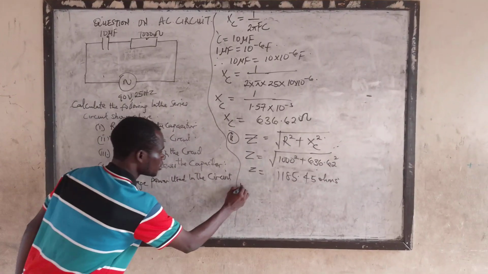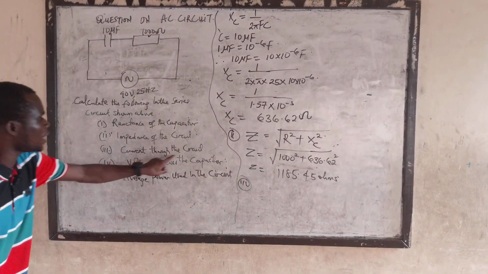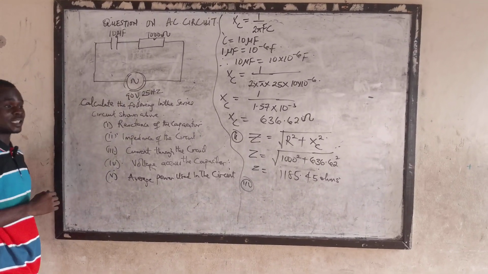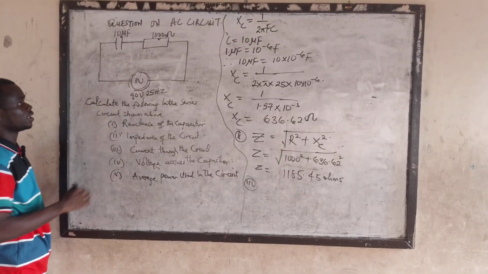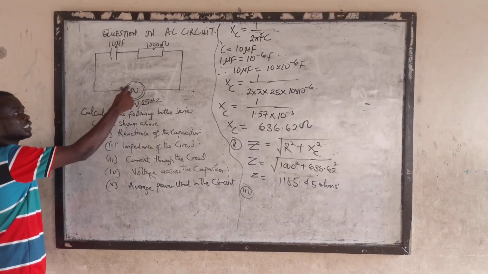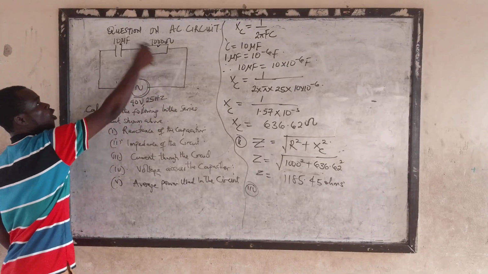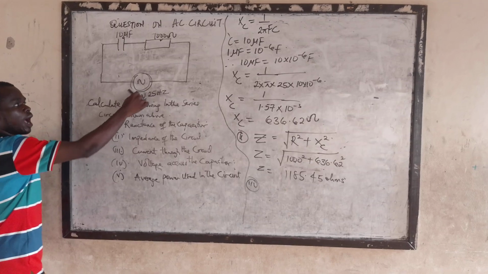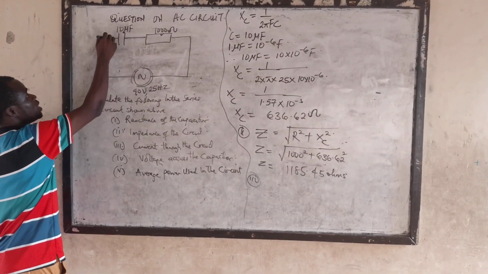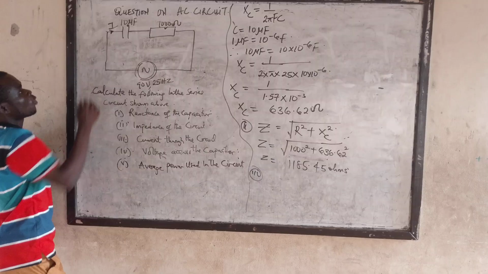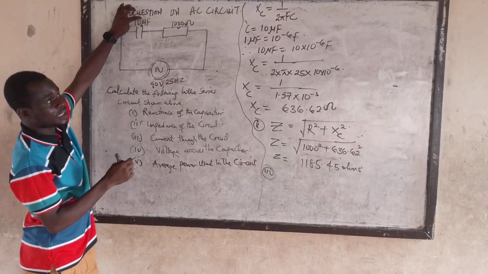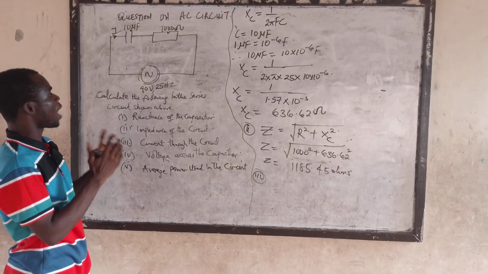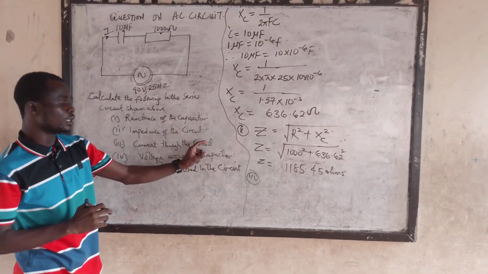What is the third question? The third question is the current through the circuit. What does it mean? This is an AC circuit here. This is the symbol for AC, which symbolizes the voltage across the circuit. Current flows from this voltage source. We want to calculate the current through this capacitor and through this resistor. Now, how do I get the current through the circuit?